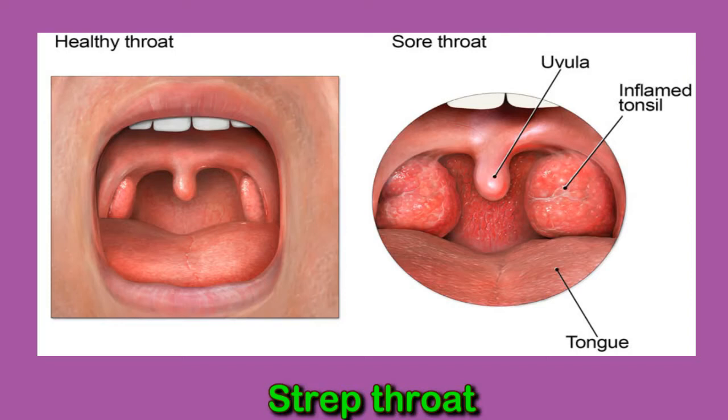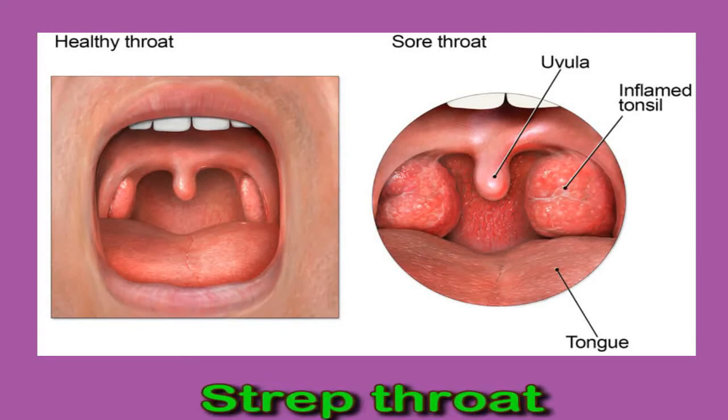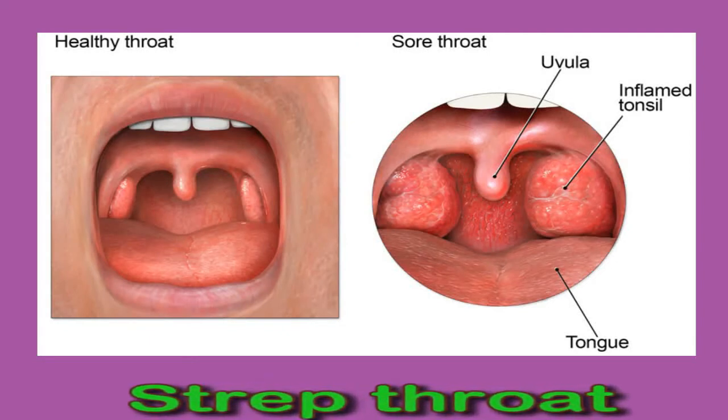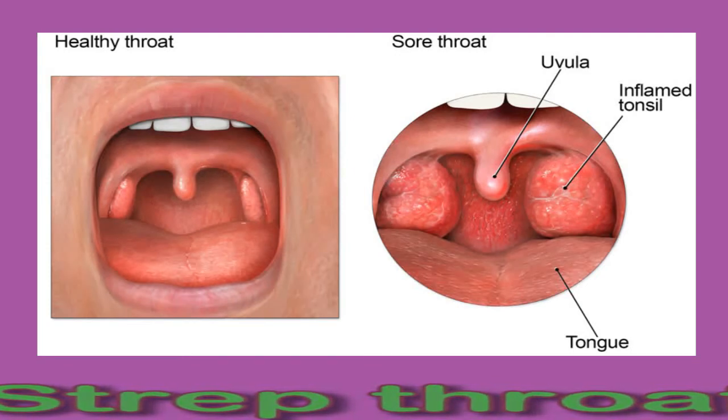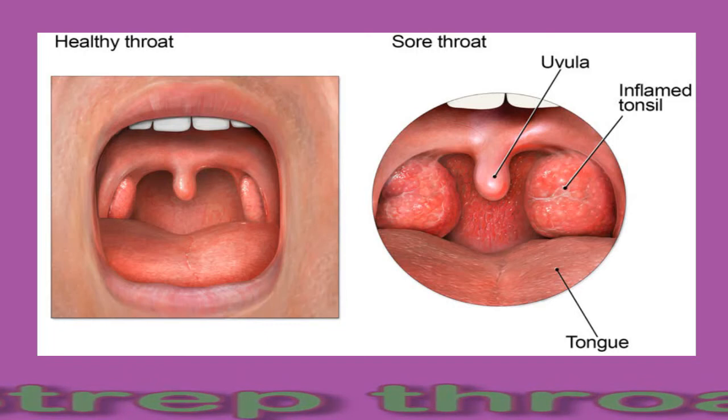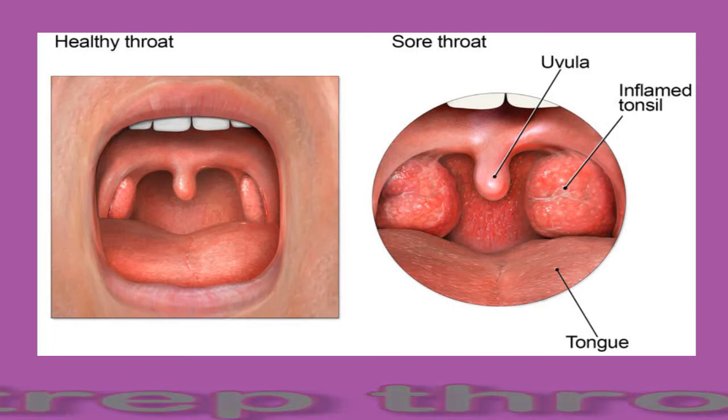Strep throat. Throat infections are one of the most common causes of pain when swallowing. This includes strep throat, which is an infection with streptococcal bacteria. People with strep throat may also notice swollen, tender lymph nodes on one or both sides of the neck, pain in the soft palate, red spots on the soft palate, fever, white patches on the tonsils.